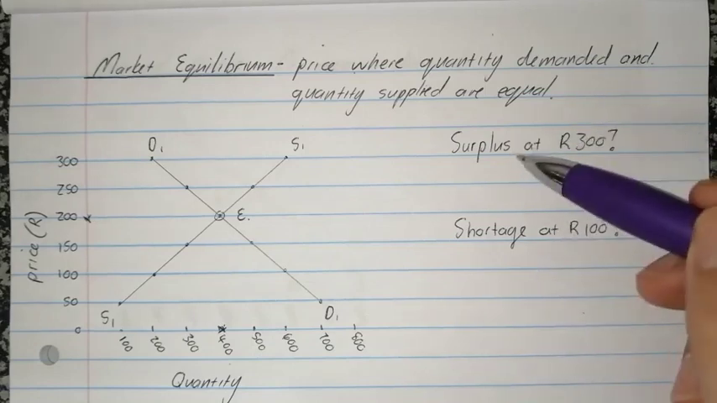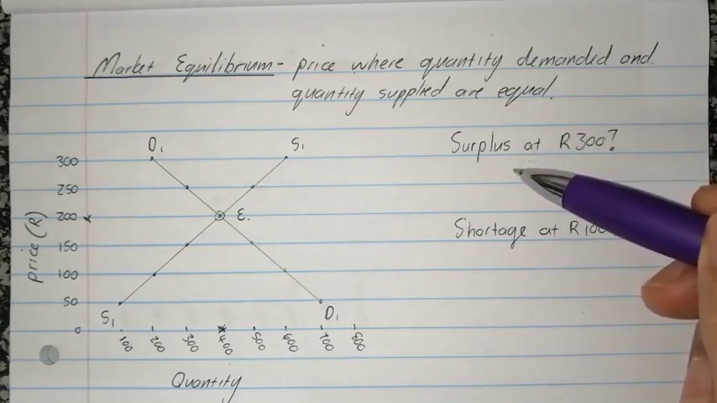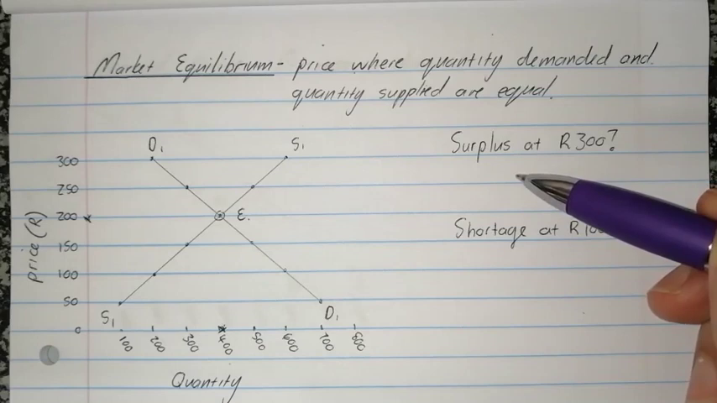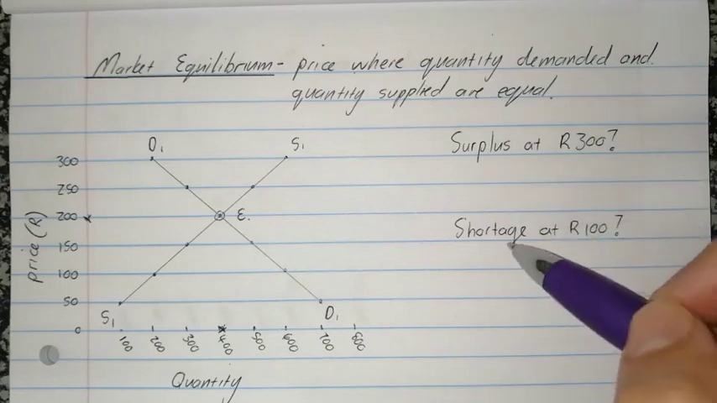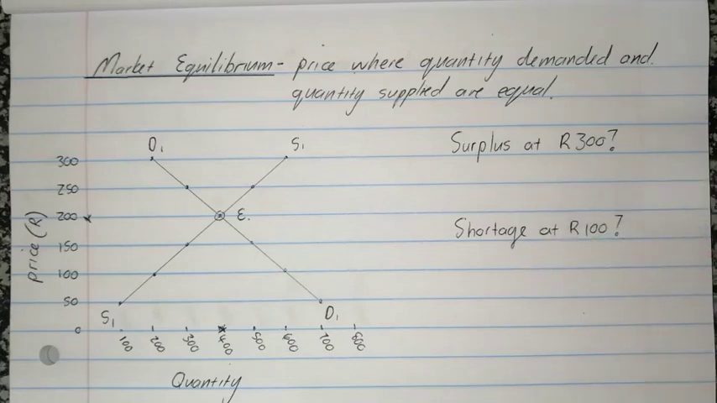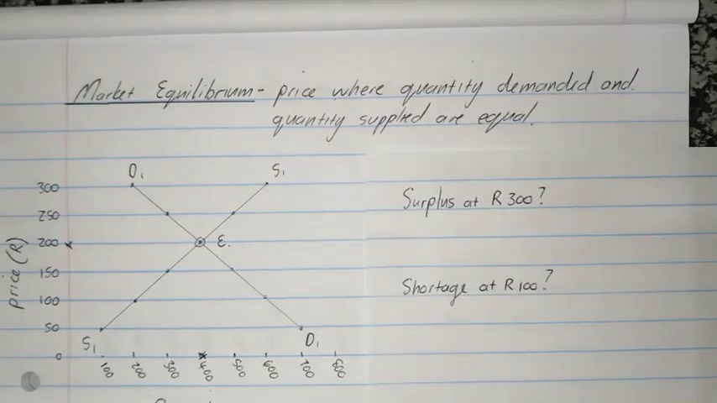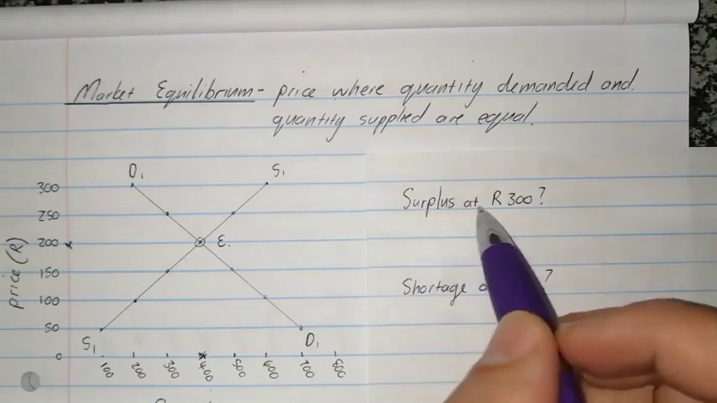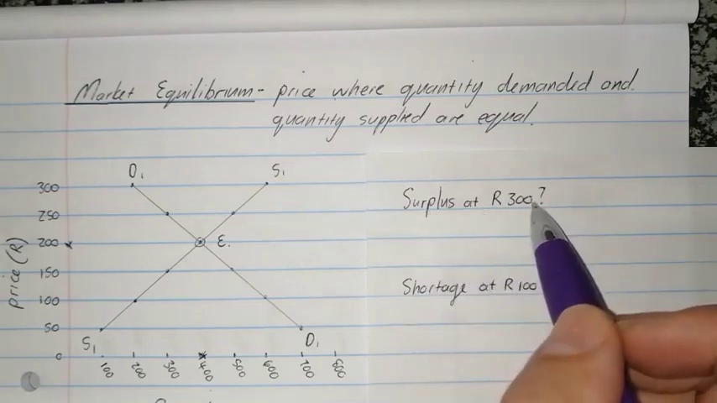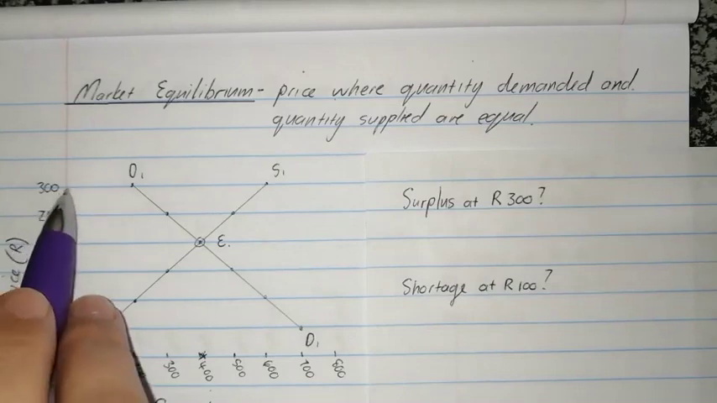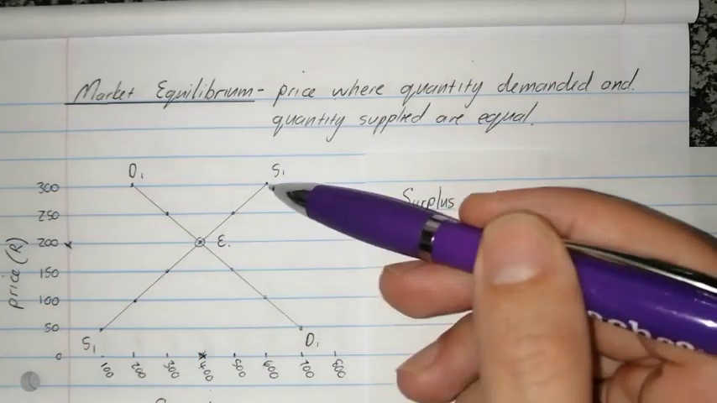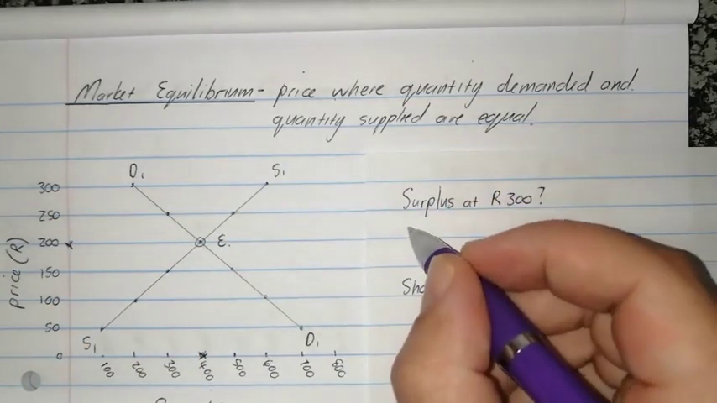Right, so remember a surplus, the definition of a surplus is a surplus occurs when supply is greater than demand. It causes prices to drop, okay? And the shortage occurs when demand is greater than supply. It causes prices to rise. Right, ladies, here's a question for you. What is my surplus of units at 300 Rand? Let's have a look. At 300 Rand, the quantity supplied will be 600 units.